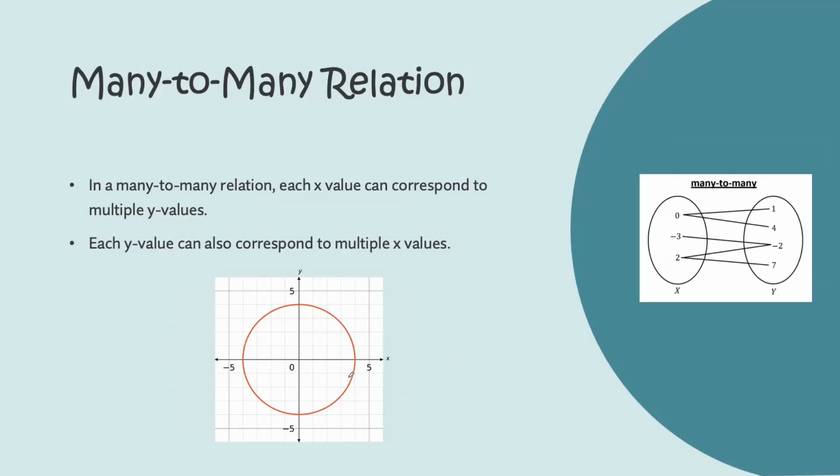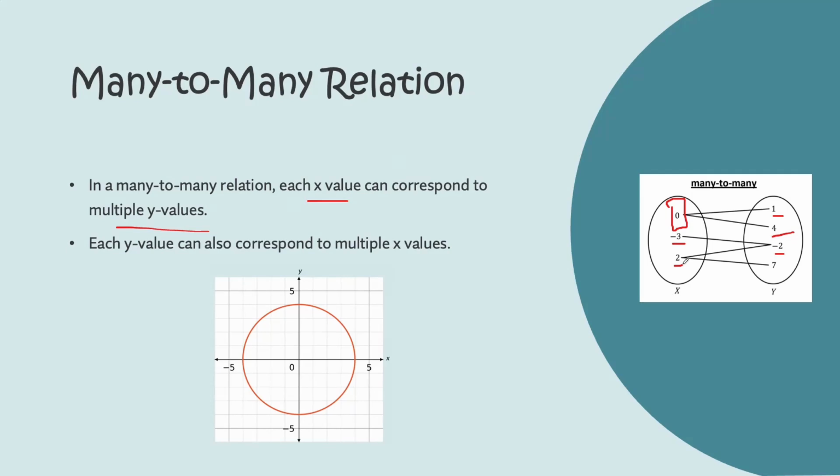And the last relation that we have is a many-to-many relationship. This is when each x value corresponds to multiple y values, and each y value can also correspond to multiple x values. On the diagram here, we've got the input 0, corresponding to the y values of 1 and 4. Then we've also got a y value of, say, -2, which corresponds to inputs of -3 and 2. So a single x value can give many y values, and more than one x value can give a single y value as well.